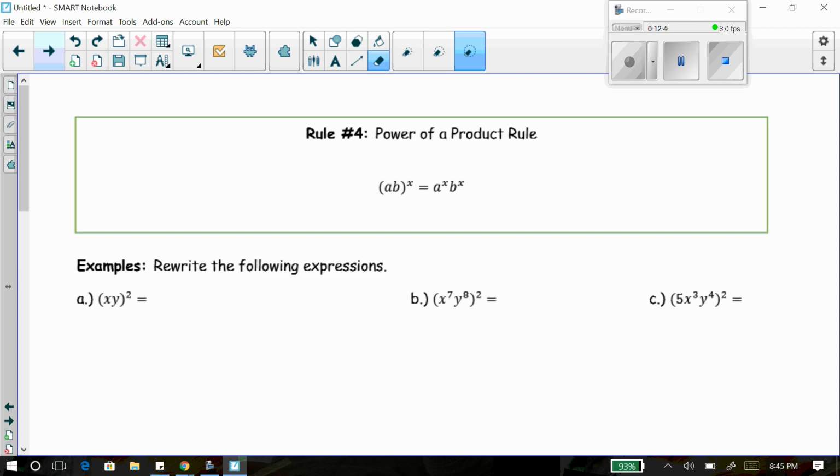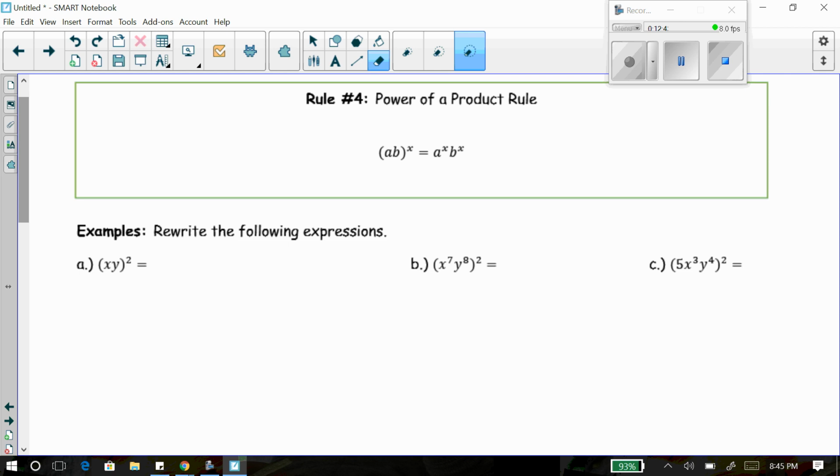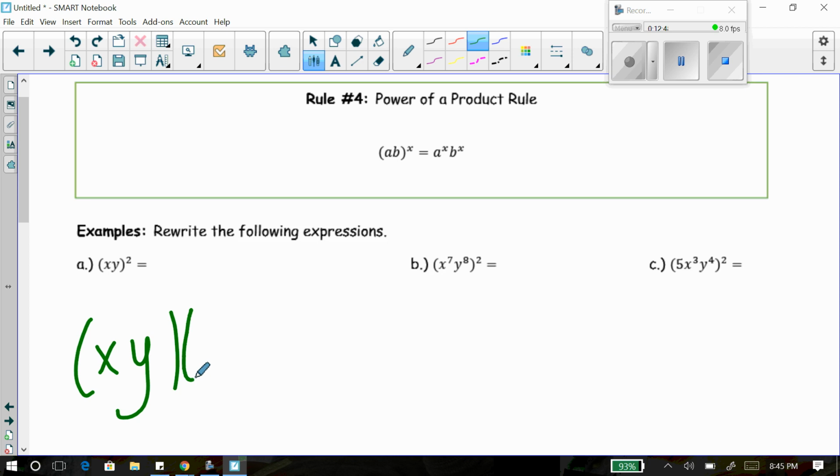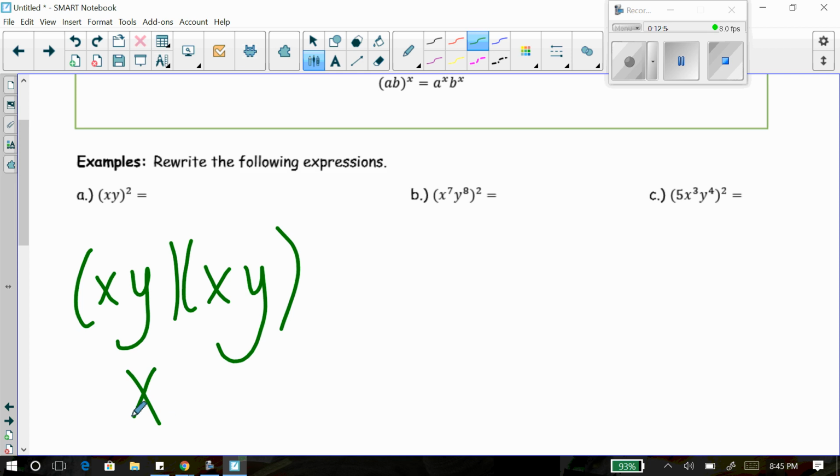What I mean by that, let's look at an example. Xy squared. Think about that. That's really xy, xy, right? It's 2 of those terms, which is really 2 x's and 2 y's. So xy squared, when it's on the outside like that, really just x squared y squared.